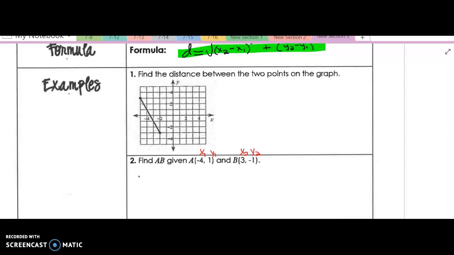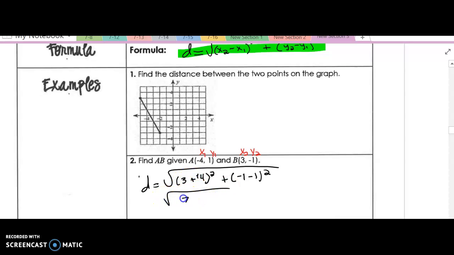So here, I'll have d is equal to the square root of (x2, which is 3, minus x1, which is negative 4). Be careful with those negatives. Squared, plus (y2, which is negative 1, minus y1, which is 1) squared. Let's simplify here. I get 7 squared plus negative 2 squared. Keep on simplifying. I get 49 plus 4, which gives me the square root of 53. And there's my distance.